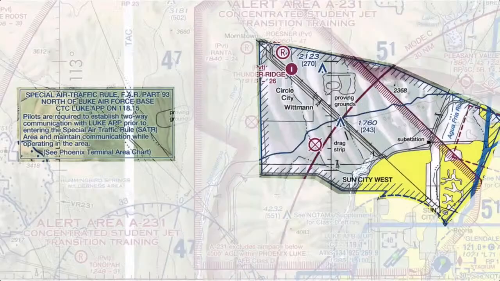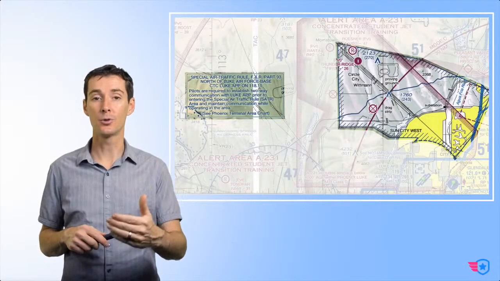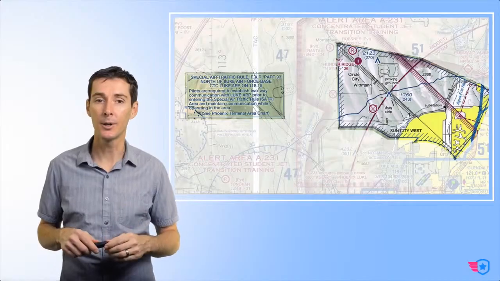So be careful. This is the one in Luke, for example. Here's what it looks like. It's kind of like the hairline that we've seen before, but it's more spaced out. And you notice what it says on the side. It says pilots are required to establish two-way communication with Luke Air Force Base. Now, in this case, you're not going to be doing this because you're in a drone. You're not allowed to contact anyone on the radio.